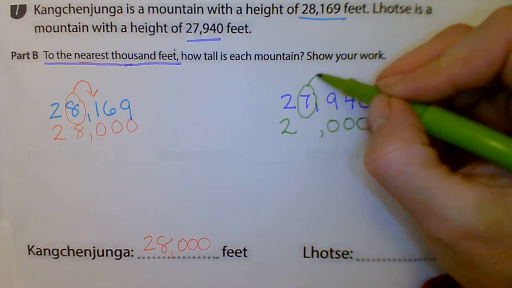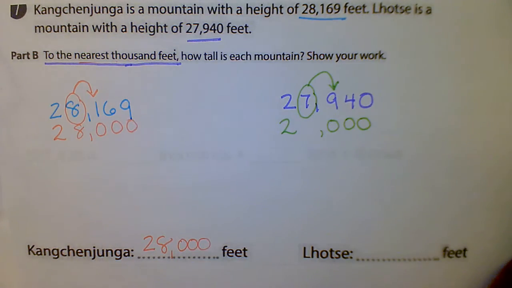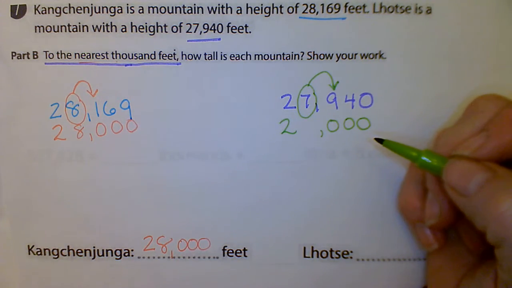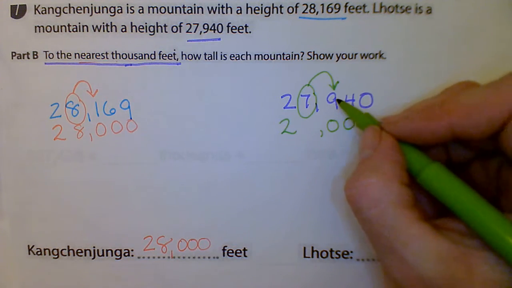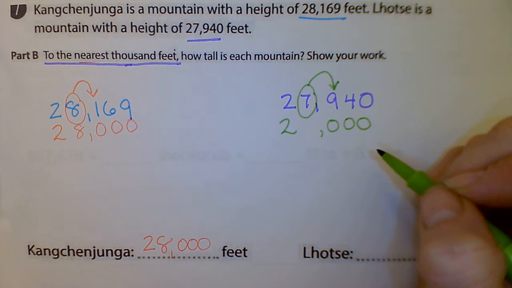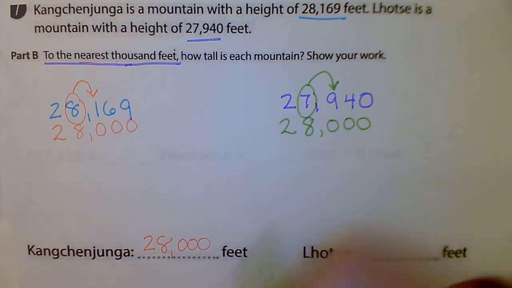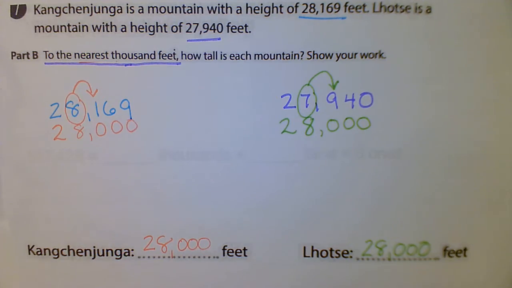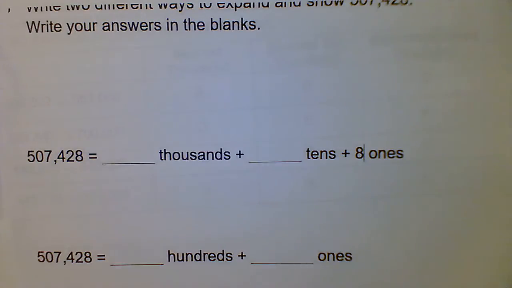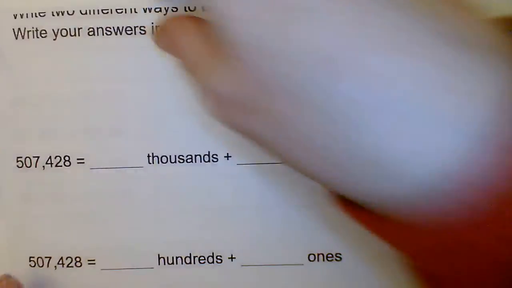And now 7's going to look next door to figure out what to do. 7 doesn't know, am I closer to 27,000 or 28,000? It looks next door, and 9 says, 7, I am part of 5 or more. You have to raise your score. So 7 becomes 8. It's closer to 28,000. In fact, it's very close. All right, so let me write that down here. And now we have 28,000. All right, let's keep going. That was number 7. Here comes number 8.